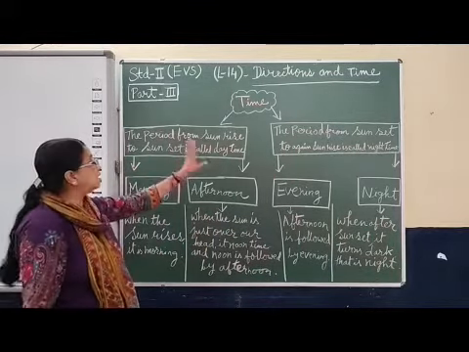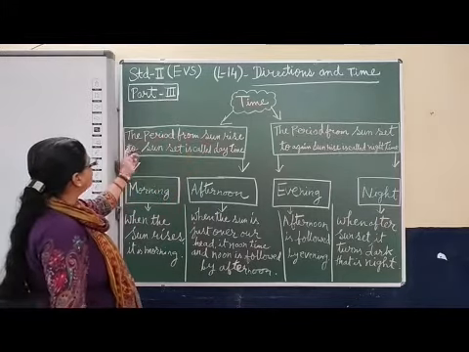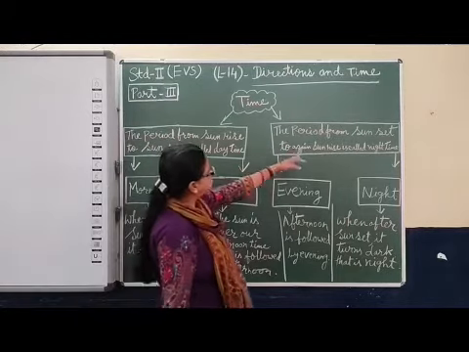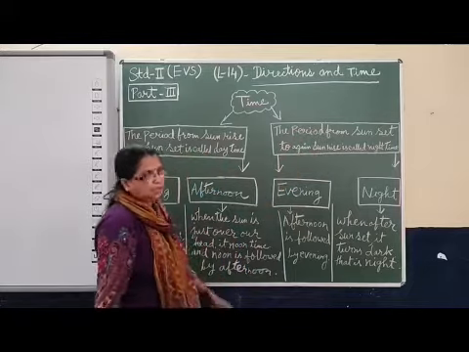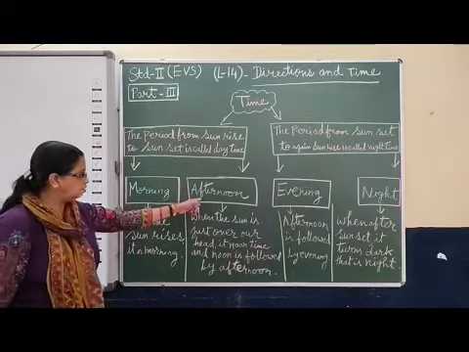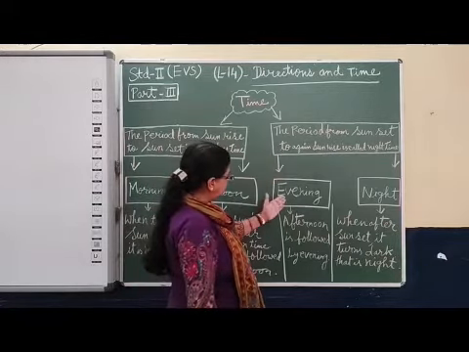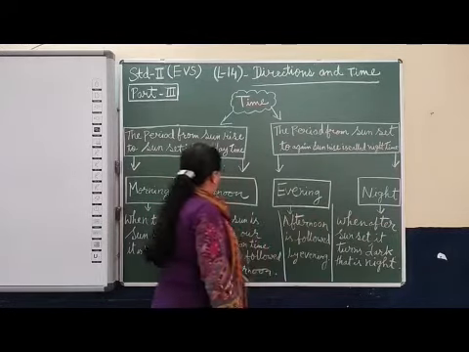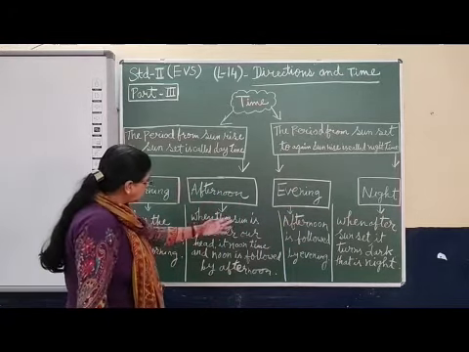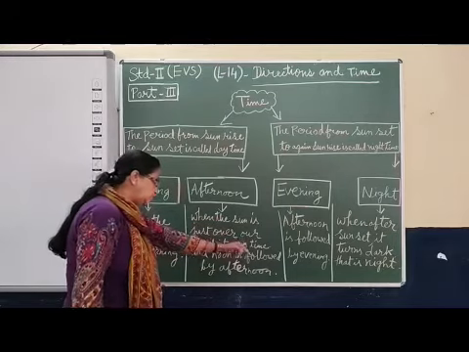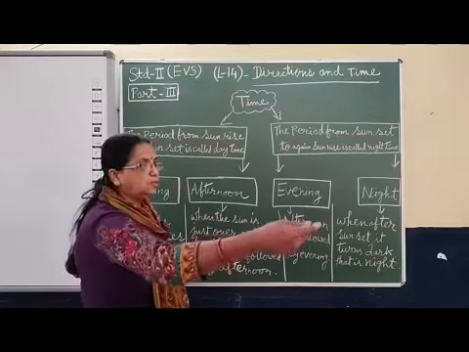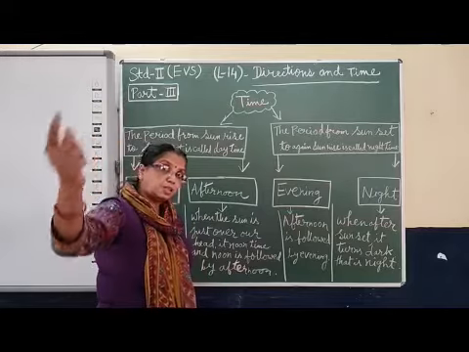The day is divided into two parts: daytime and night time. What is daytime? The period from sunrise to sunset is called daytime. In the same way, the period from sunset to again sunrise is called night time. This daytime is divided once again into two parts, morning and afternoon. And night time is also divided into two parts, evening and night. Now what is morning? When the sun rises, it is morning. Afternoon: when the sun is just over our head, it is noontime, and noontime is followed by afternoon. That means afternoon starts and it ends when the sun sets.